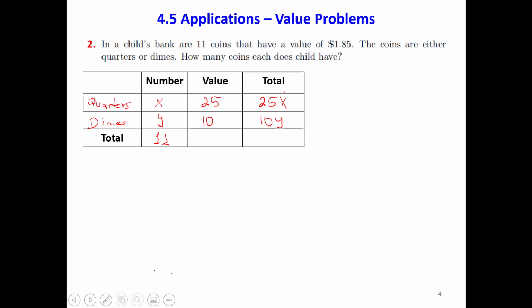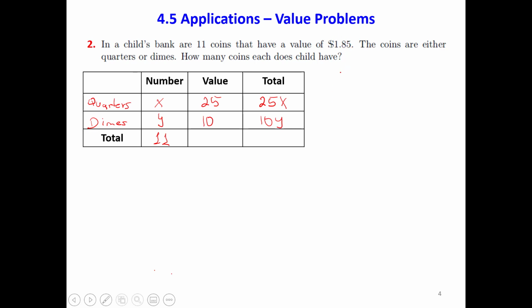This will be the total amount the child has in quarters. This is the total amount he has in dimes. And we know that if we add these two amounts, the total will be 1.85. But we have to be careful because here we have cents. This is 25 cents. This is 10 cents. Then we need to write this value in cents.